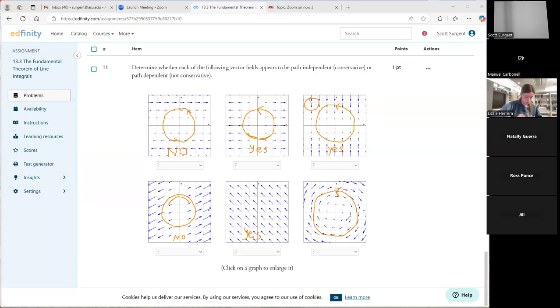If I draw my arrow this way, you'll notice that I'm always going against the flow. So this one is definitely not going to have a zero net flow. It's actually going to have negative flow. So this one is a big fat no.